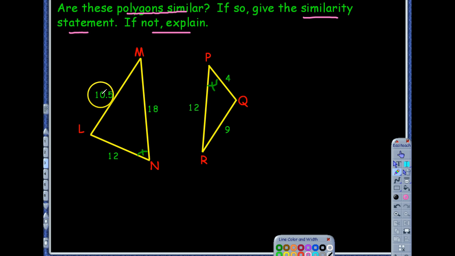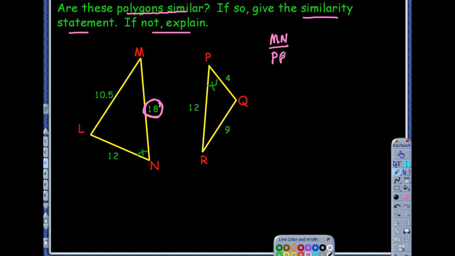And it's hard to tell what would correspond with what. So just looking at the sides, if they are similar, shouldn't the longest side of one match up with the longest side of the other one? Exactly. So what is the longest side in this one on the left? The one on the left is 18, which would be side MN. So side MN is going to correspond, I'm just going to make a note, to the longest side in the other one, which would be PR.